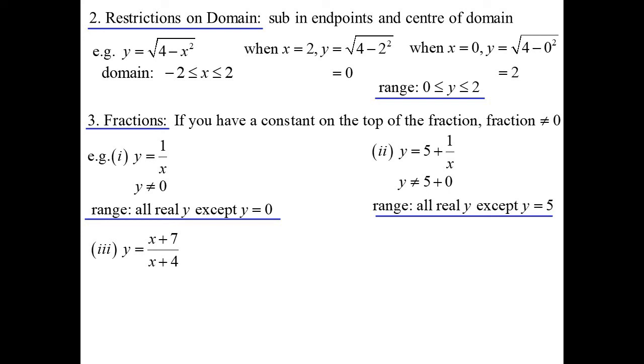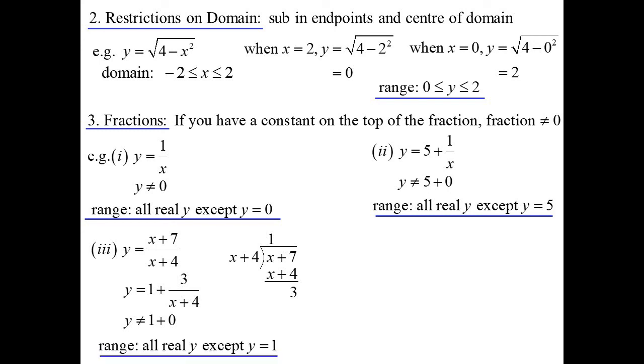Ooh, x plus 7 on x plus 4. This is an interesting one, because you may not see it straight away. If you do yourself a little division there, or split up the fraction, you get 1 plus 3 on x plus 4. It becomes more obvious now, because the fraction now has a constant on the top. So that fraction can't equal 0, therefore, oh, there's the polynomial division, by the way. If you really want to do it the long way and go, how do I get that? So that function can't equal 1 plus 0, so there's my range, all real y except y equals 1.